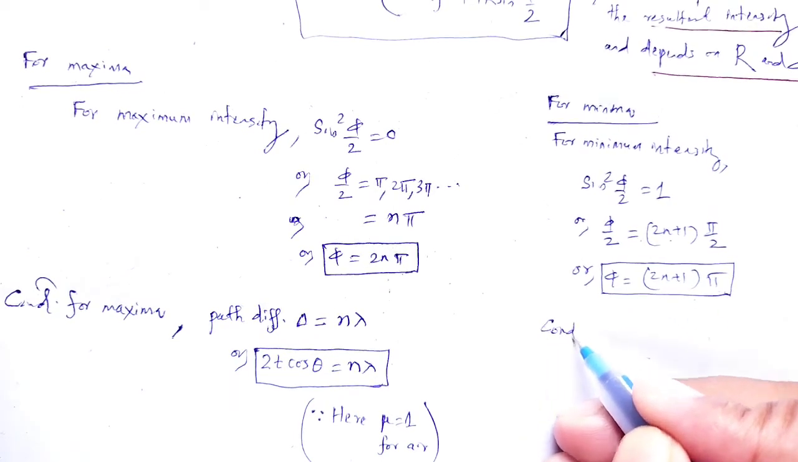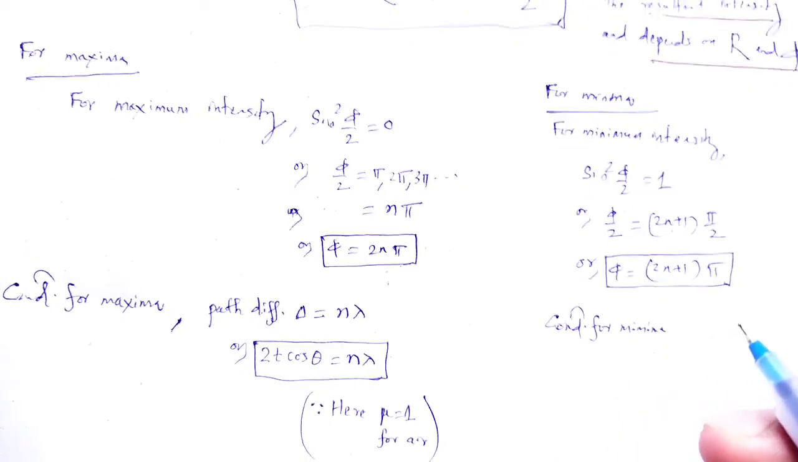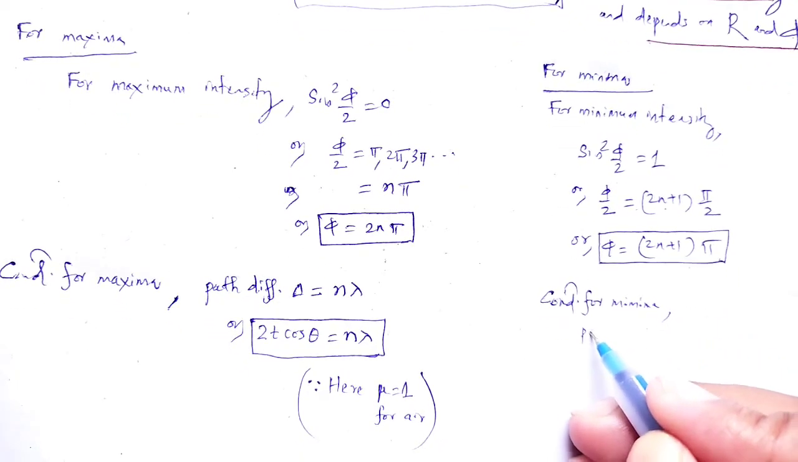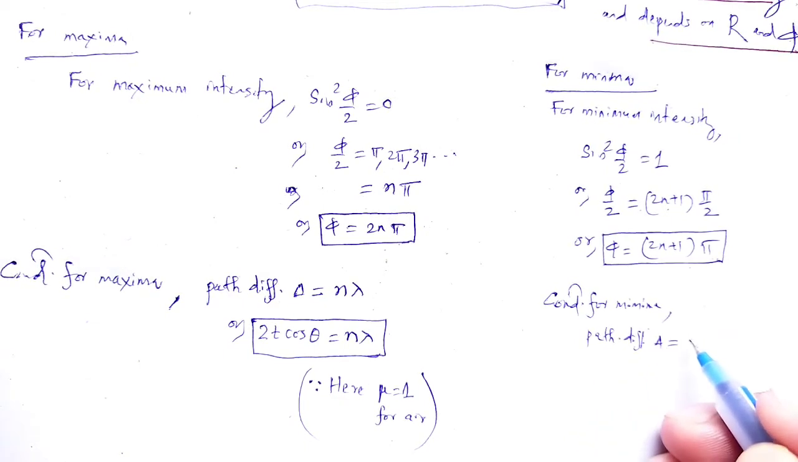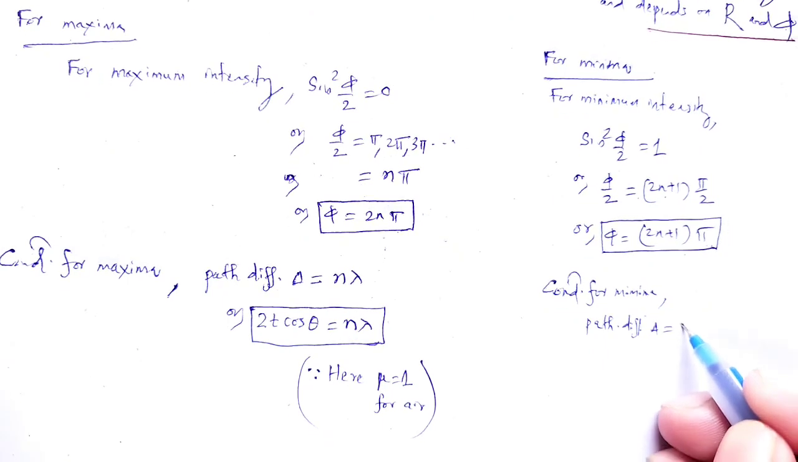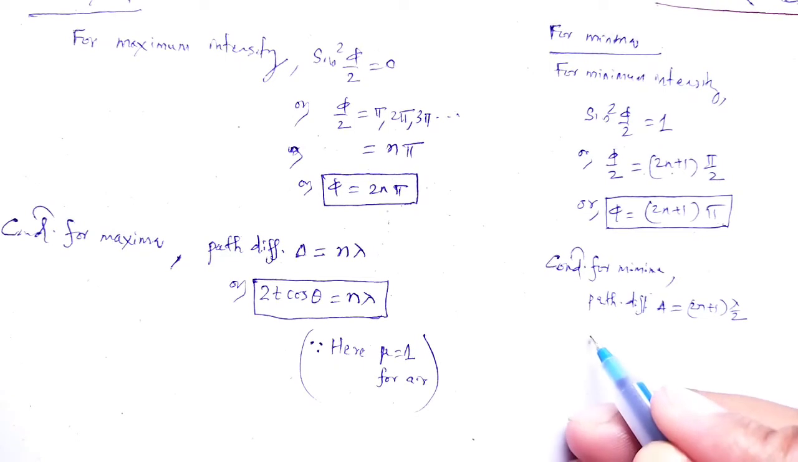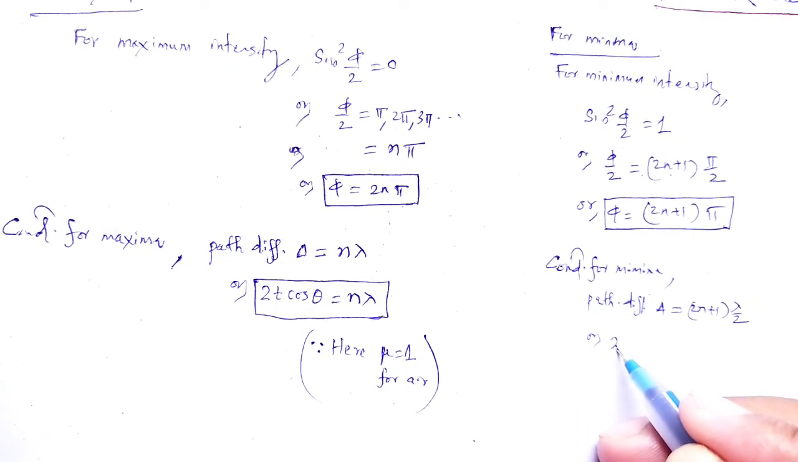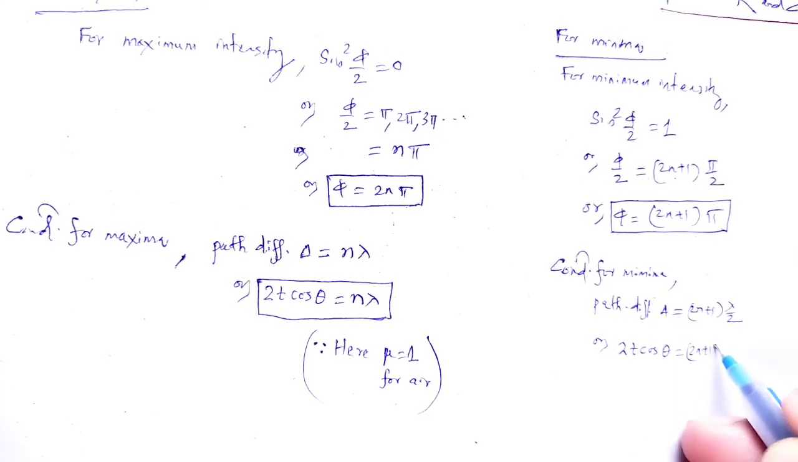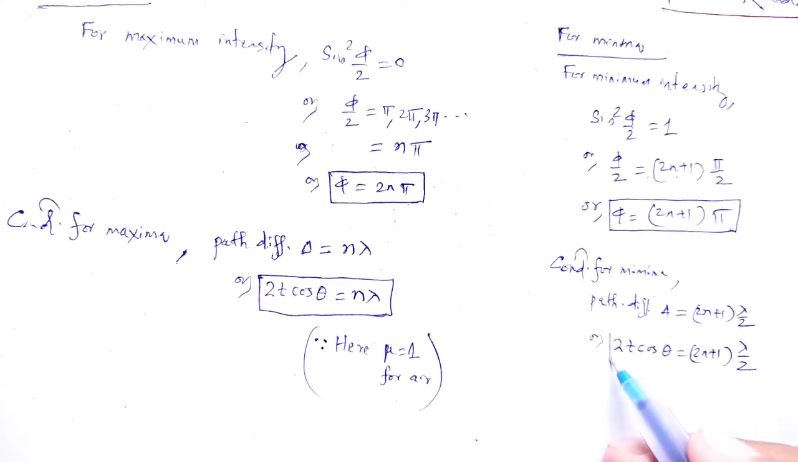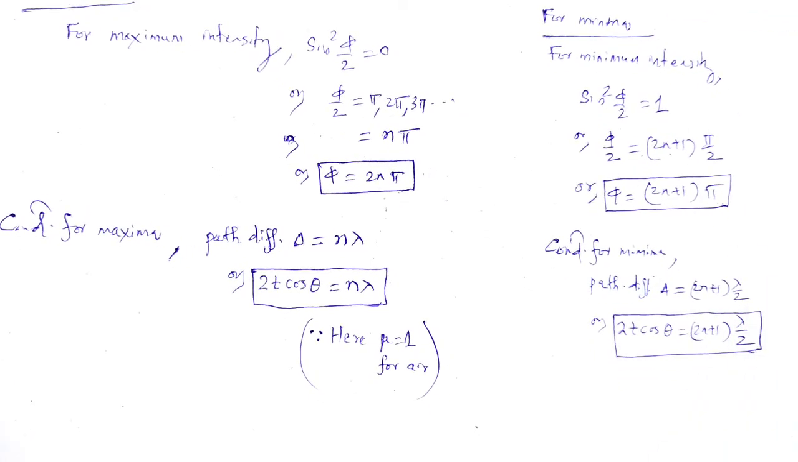Again, the condition for minima: the path difference is an odd multiple of lambda by 2, 2n plus 1 lambda by 2, or 2t cos theta is equal to 2n plus 1 lambda by 2. That will be the condition for minima, or destructive interference, or dark fringe.